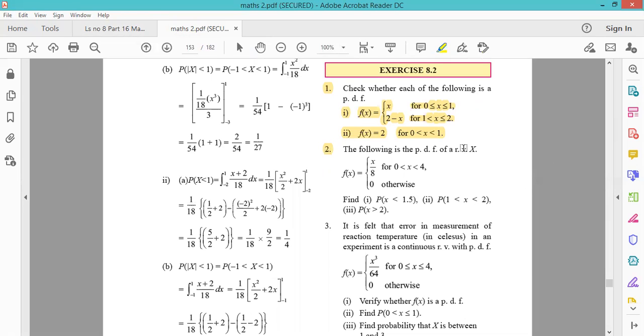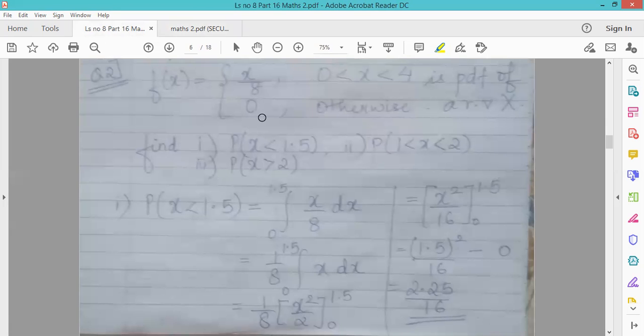The following is the PDF of a random variable x. So now this is already a PDF, ठीक है? मतलब the integral a to b of f of x dx is already 1. It is already proved. You have to find the probabilities of these 3 conditions which are given to you. So let's have a look at how to solve it. This is the question which I have written again for you all. So we'll start with the first part.